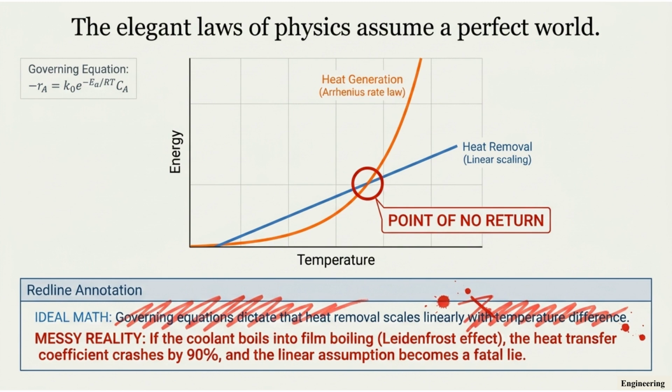Physics laws often assume perfect conditions, but the real world is far less forgiving. When coolant reaches the point of film boiling, heat transfer efficiency can crash by up to 90%. This creates a point of no return, where linear assumptions become a fatal error.